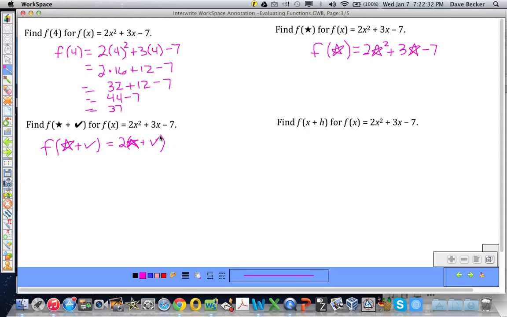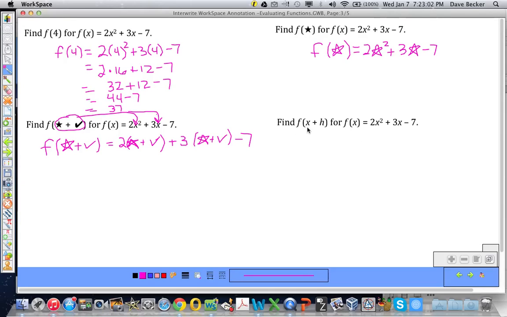Again, I just replaced the x with star plus check mark because that's what is in here. It goes in there and in there. Everything else stays. Plus 3 times star plus check mark minus 7. And we're done. I'm not going to simplify that. I mean, I could, but I think you get the idea. Here I am going to simplify.